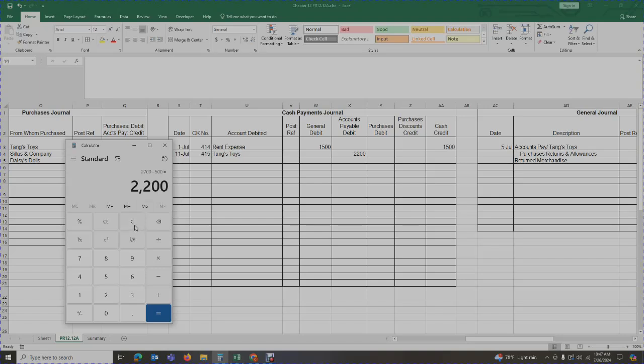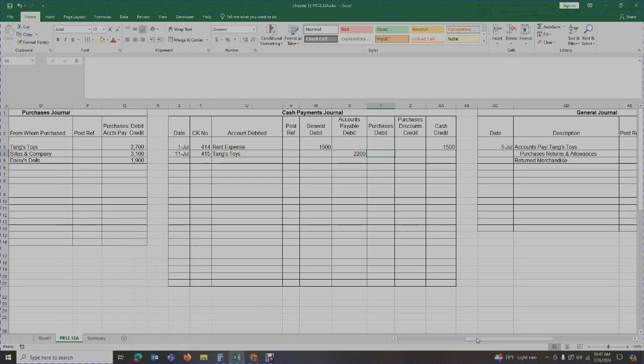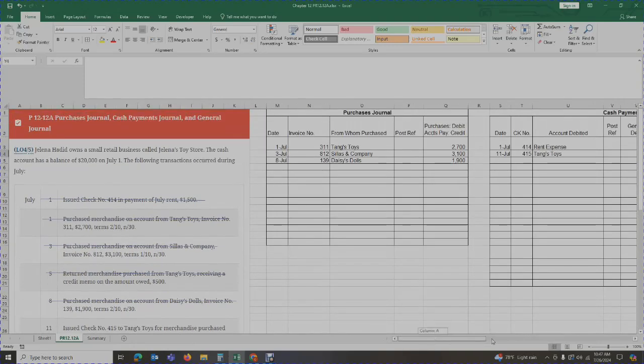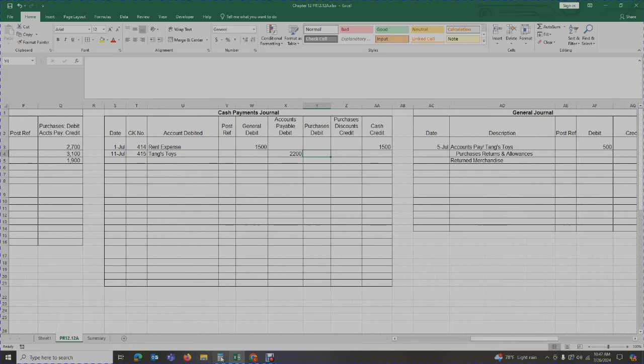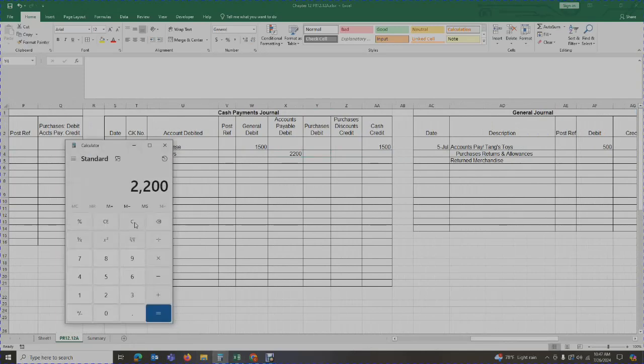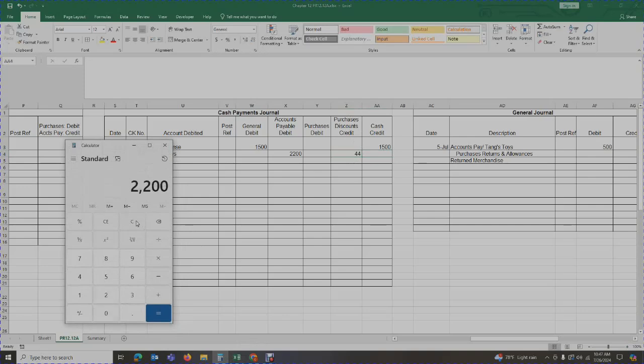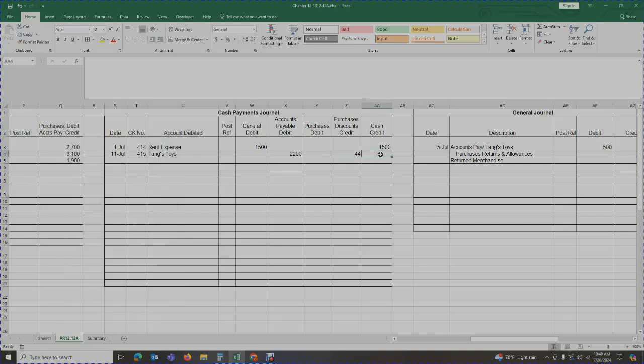Now the problem says that there is a discount of 2%, I believe. Let me go back and see. Yes, a 2% discount. So we're going to calculate that discount. The $2,200 times a 2% discount gives me a $44 purchases discount credit. So the discount is going to go under the $44 for purchases discounts. Now, if we owed $2,200 and we got a discount of $44, the actual cash I am going to pay is $2,156, and that will be your credit to cash.